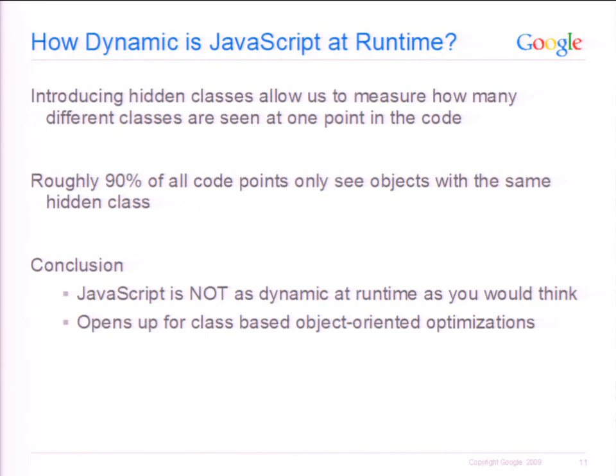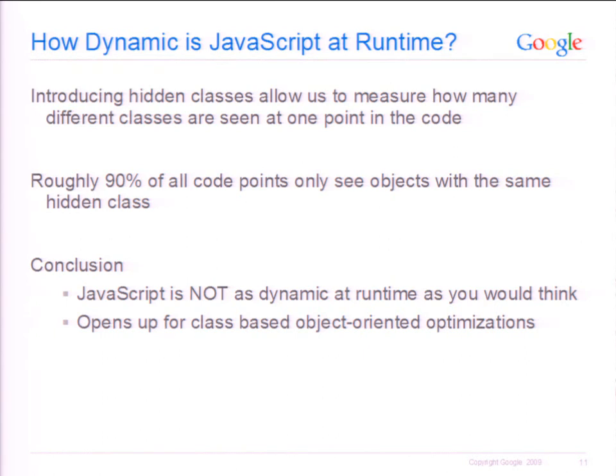Now, by introducing these classes, we actually know if there's shared structures between objects. And now we fall back to standard optimizations in object-oriented virtual machines. We can actually use the same optimization that's being used in Java and C# and Smalltalk for that matter. And one of the classic optimizations is that you can use inline caching.